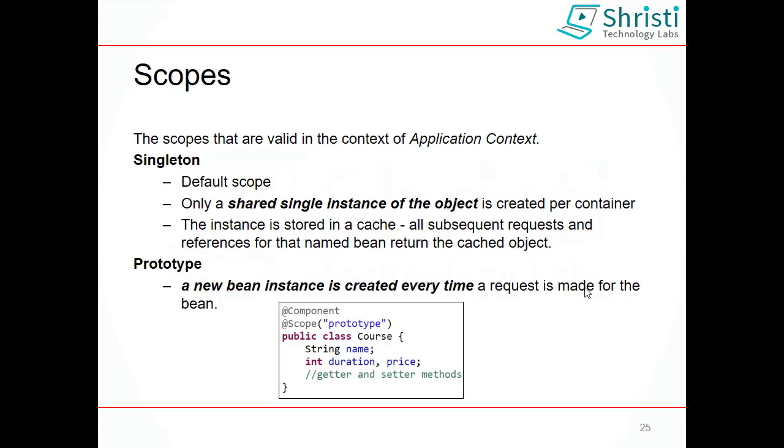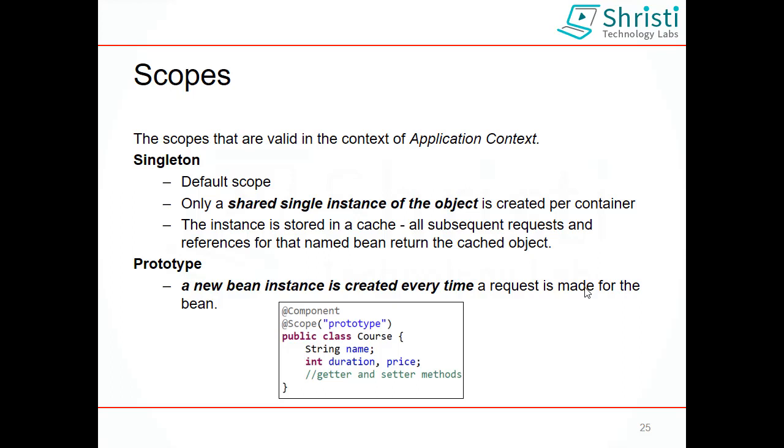Singleton. This is the default scope. When you run a Spring application, the IOC container gets instantiated. It reads the configuration metadata, maybe annotation or XML or Java based configuration. Based on the bean definition, it will create one instance per class. They are singleton objects. For each and every call for that object, the same instance only will be returned. This instance is stored in a cache. Whenever you request for a bean, the same instance will be returned back because it is singleton.